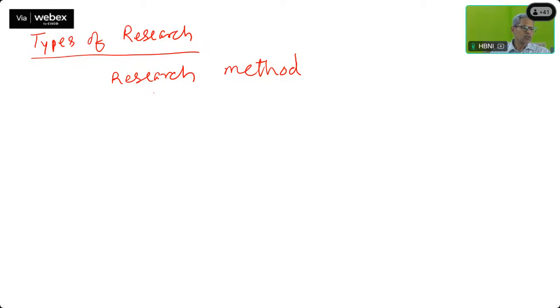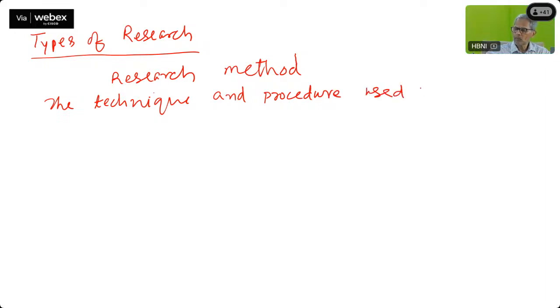The technique and procedure used to obtain data. A research method is basically the technique and procedure used to obtain data, how you design your experiment.